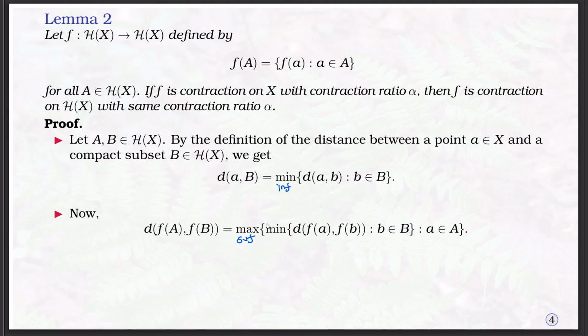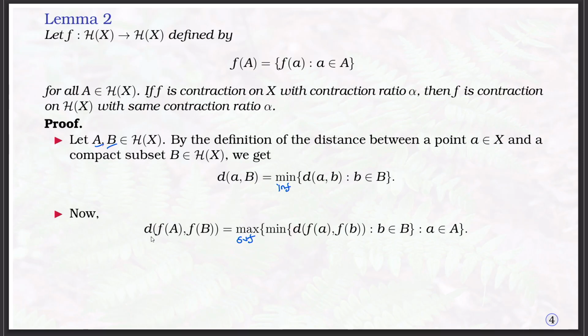maximum. Since A and B are compact sets, and a compact set is a bounded set, it always attains its bounds, that means it has a minimum element and a maximum element. Therefore, instead of infimum and supremum, we can use the maximum and minimum.